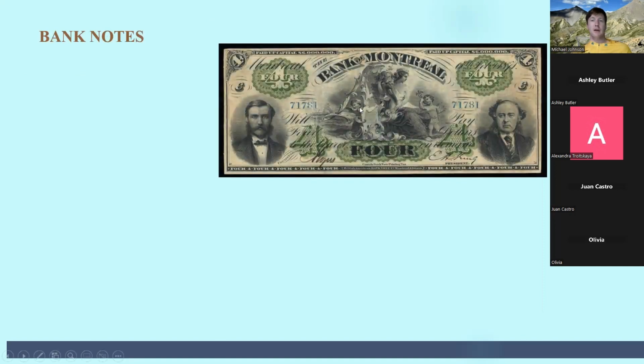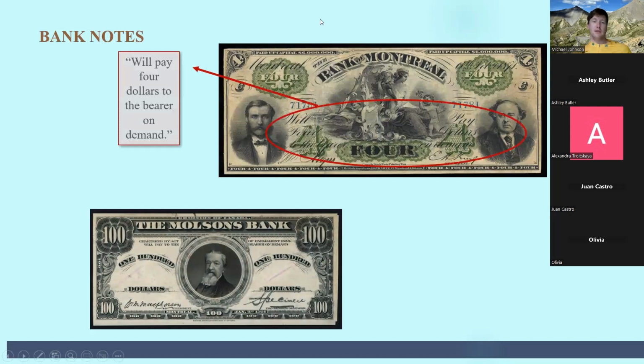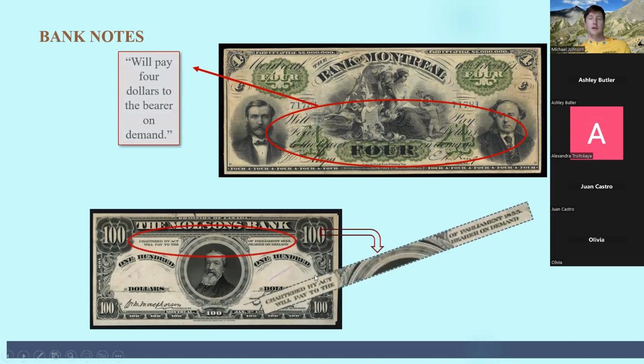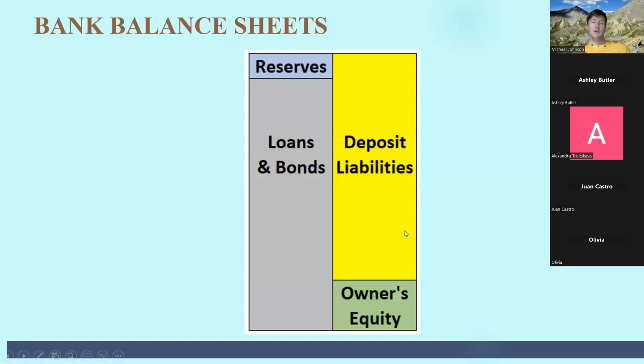So, bank notes. This was the Bank of Montreal note. It looks more like the US currency, I find. And then the Molson's Bank note also looks a lot like the US dollar. So I'll put that in the chat too. These slides are under March 30th this week, so if you want to check this, it's under the March 30th slides.